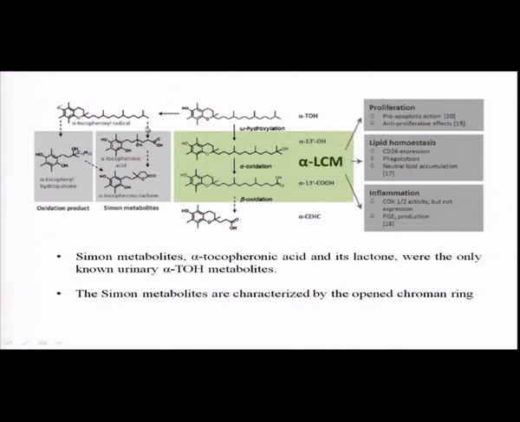So what are these compounds? These compounds are traditionally referred to as Simon metabolites. Simon metabolites are the classical byproducts or end products of vitamin E metabolism in our body. What do they contain predominantly? You find alpha tocopheronic acid and then its lactone, which are the only known urinary alpha tocopherol metabolites.